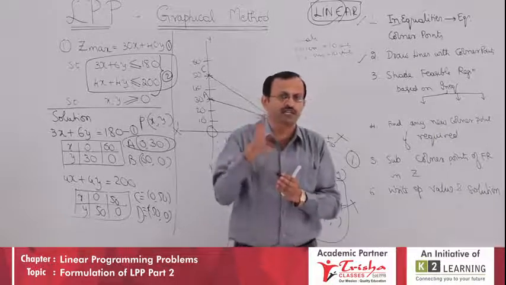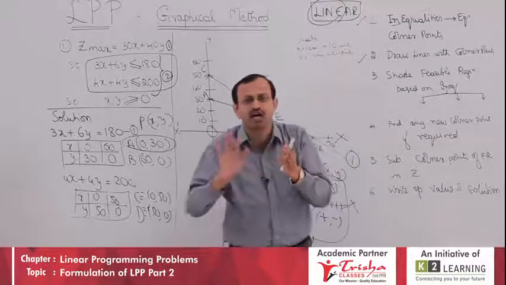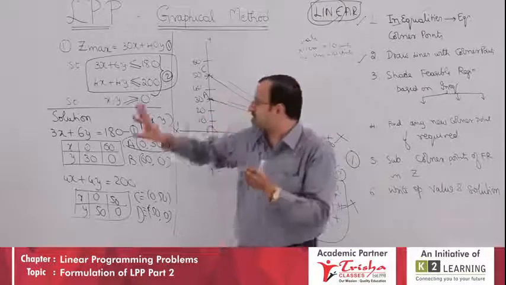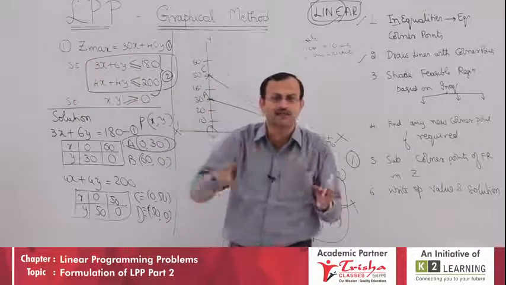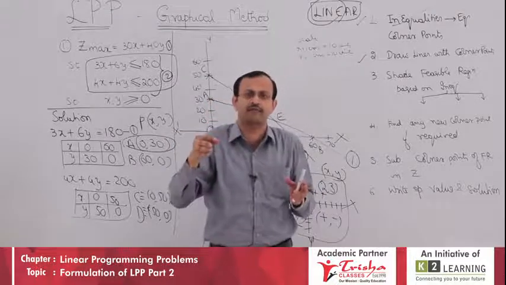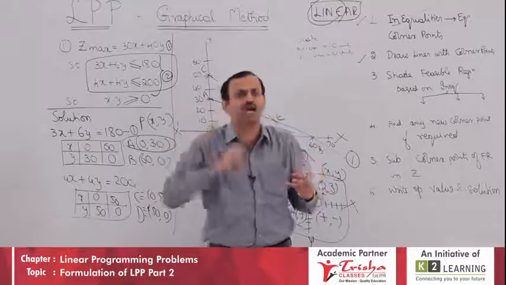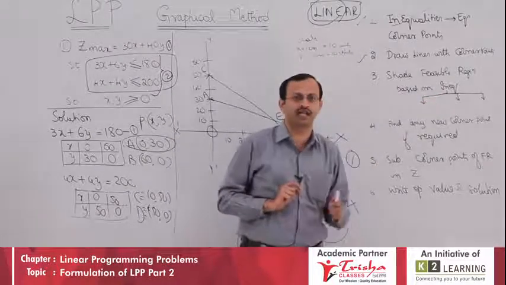I'll repeat my words. The feasible region is that region, that area, which satisfies all the constraints. There are two constraints, structural and non-negative. Both the constraints should be satisfied. I have to find out that area, maybe a triangle, maybe a quadrilateral, maybe unbounded. All that area I have to find out. How do you find it? It is based on the inequality.